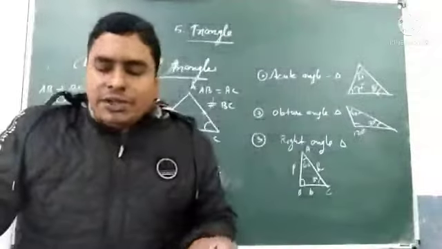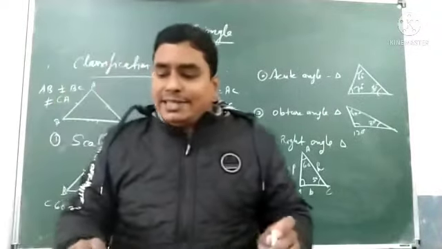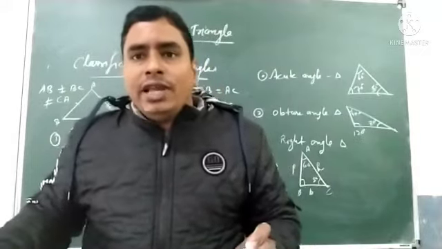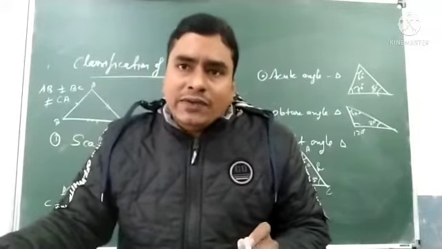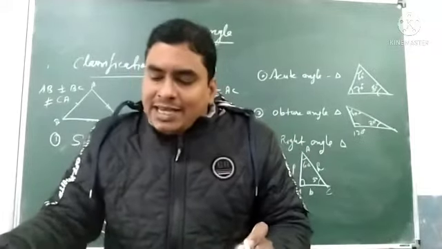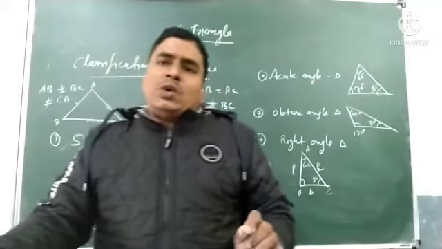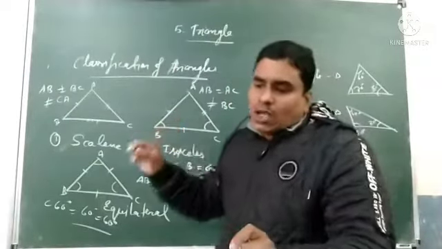Now we will proceed to exercise 5A. Open it, all of you. Question first: fill in the blanks. A triangle has how many vertices? 3 vertices. A triangle has how many sides? 3 sides. In which triangle are 2 sides equal? Isosceles triangle.